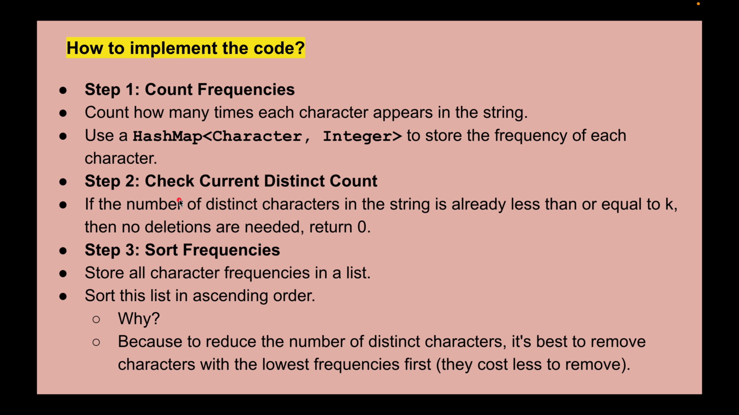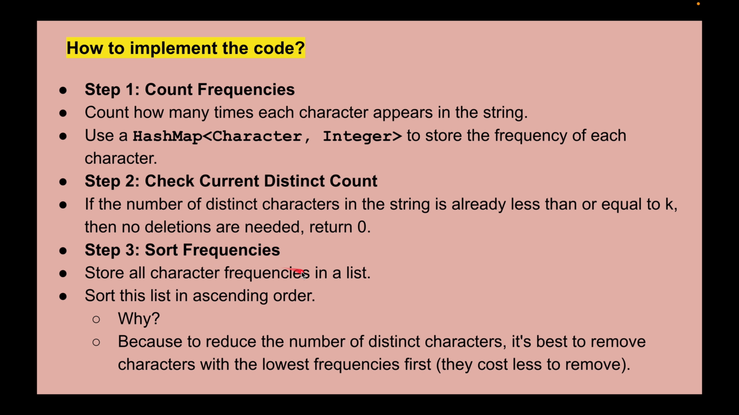In step 2, we'll check the frequency count, right? We'll check the current distinct count, whether it is less than or equal to k times appearing in the string or not. Meaning if the number of distinct characters in the string is already less than or equal to k, then no deletion is required, right? We will return 0. What I am trying to say here is, if the number of distinct characters is less than or equal to k, we'll return 0, right?